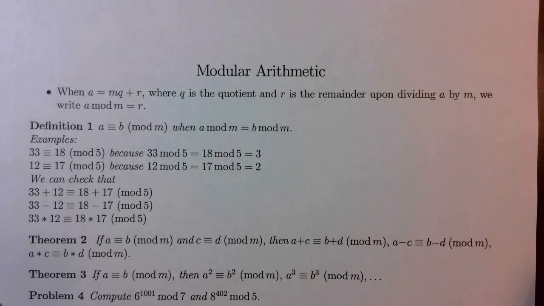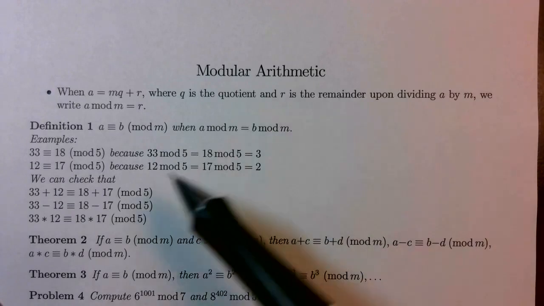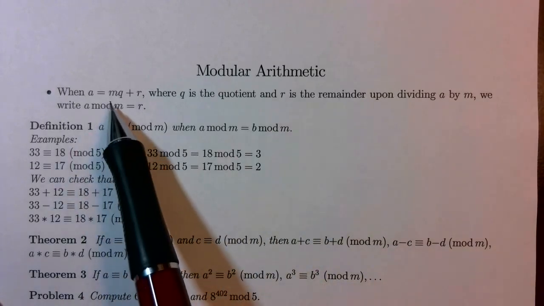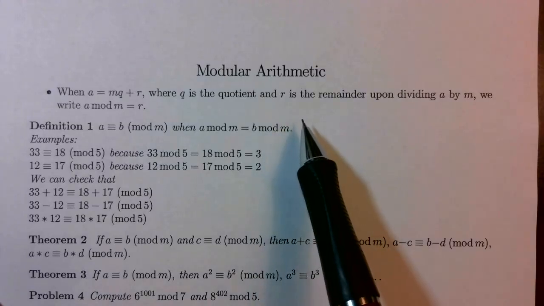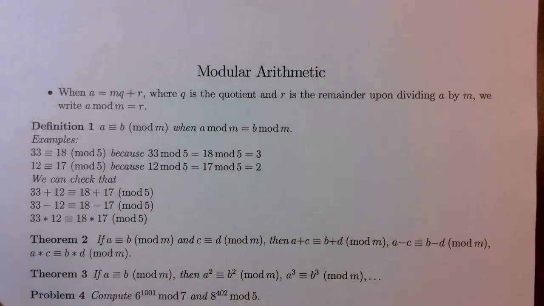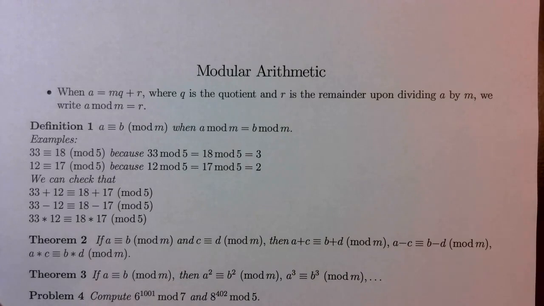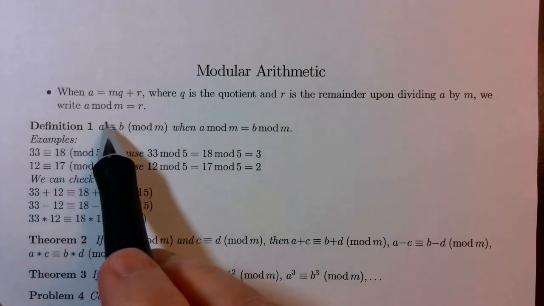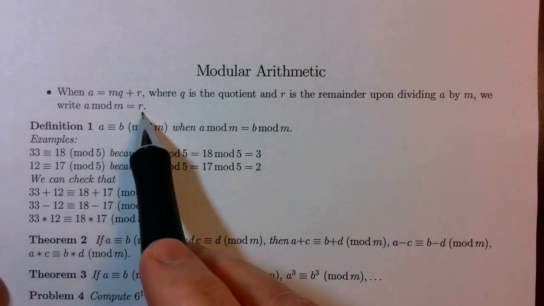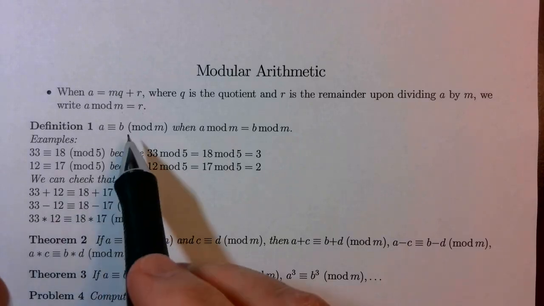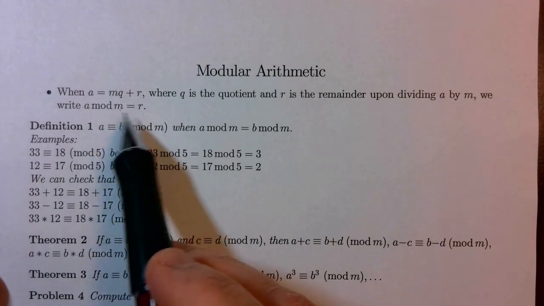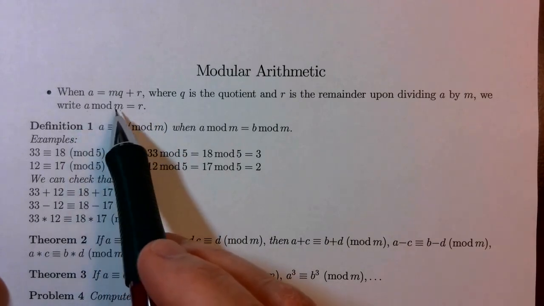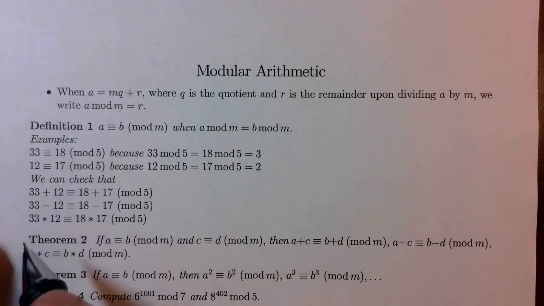Modular arithmetic. When a is equal to mq plus r, where q is the quotient and r is the remainder upon dividing a by m, we write that a mod m is equal to r. That is, a mod m means the remainder when a is divided by m.